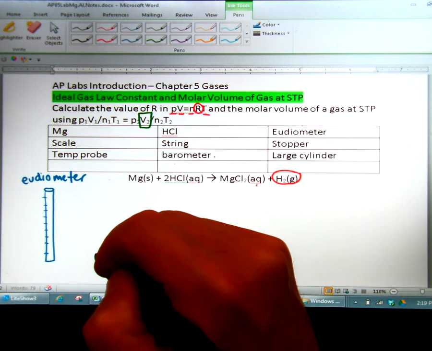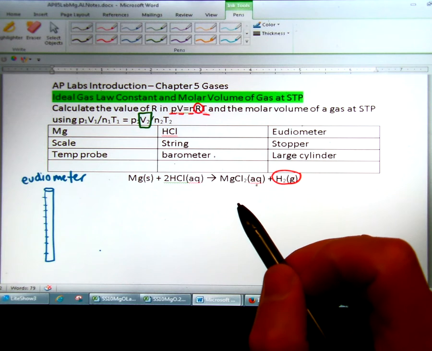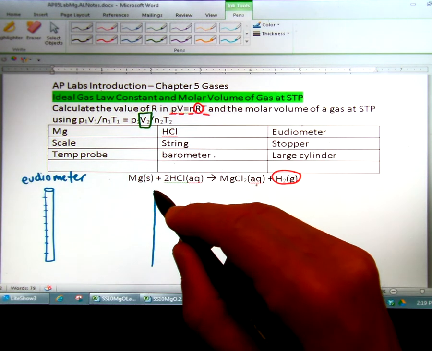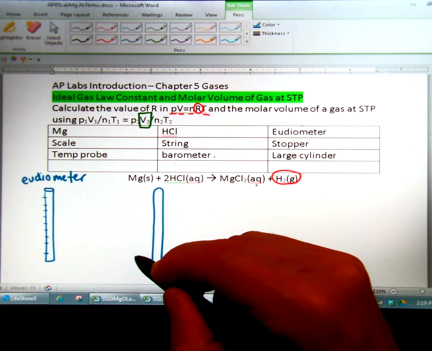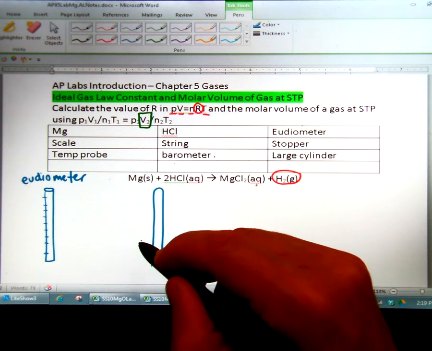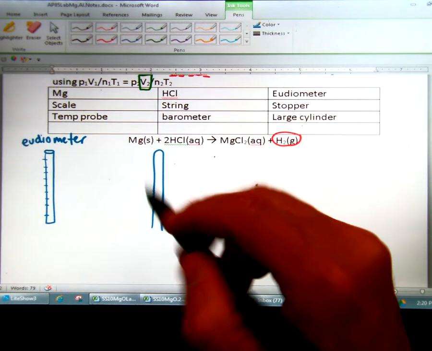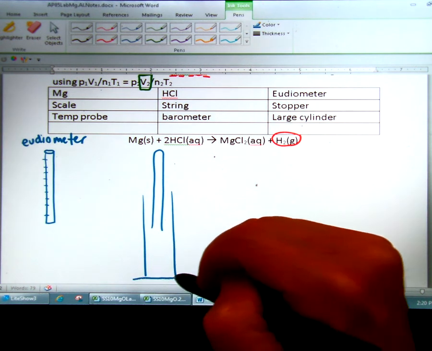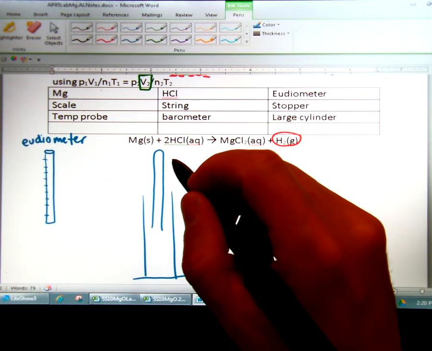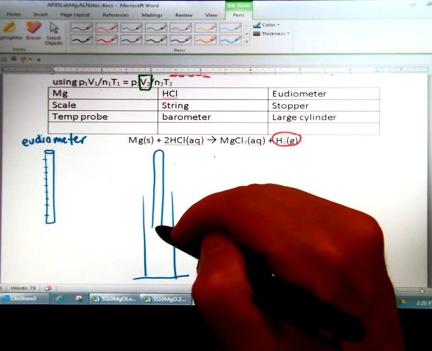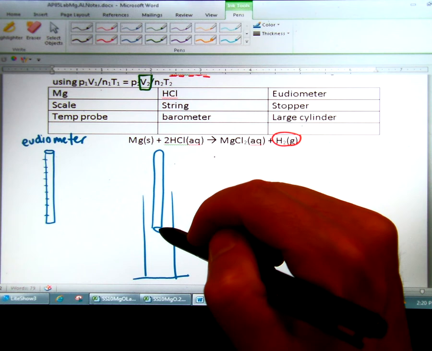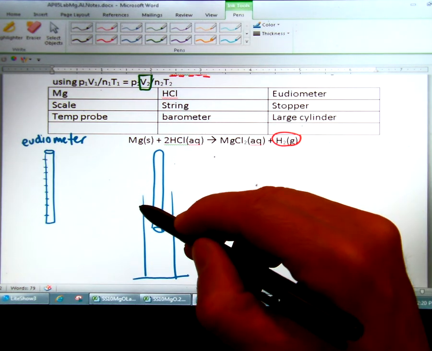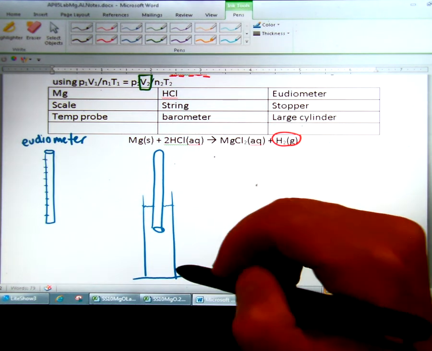Now, we're going to want to react magnesium with hydrochloric acid. We want to collect this gas. In order to collect the gas, the eudiometer is going to have to be upside down and filled with water, and it's going to be upside down in a giant cylinder of water. So this is going to have to be filled with water. So what you're going to do is fill it up, turn it upside down, put your finger over it, and put it underneath the level of the water in the cylinder.